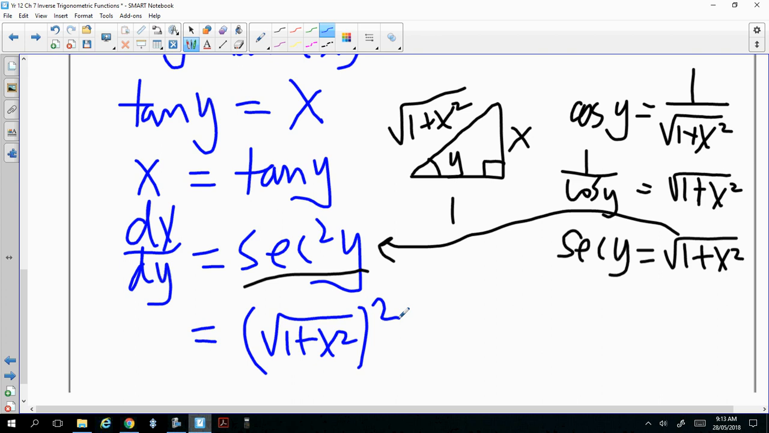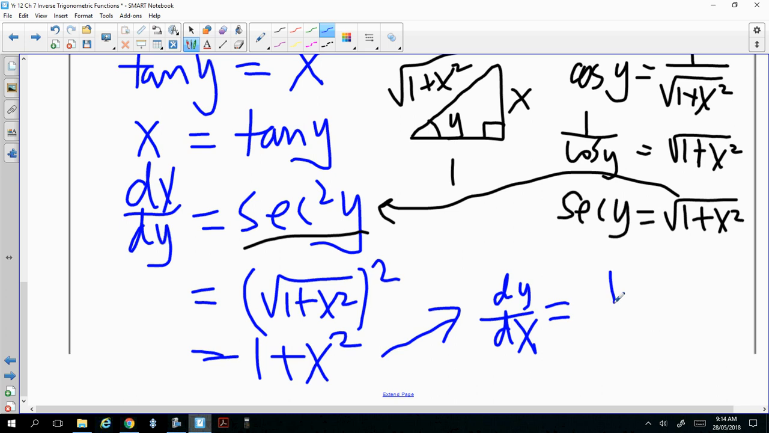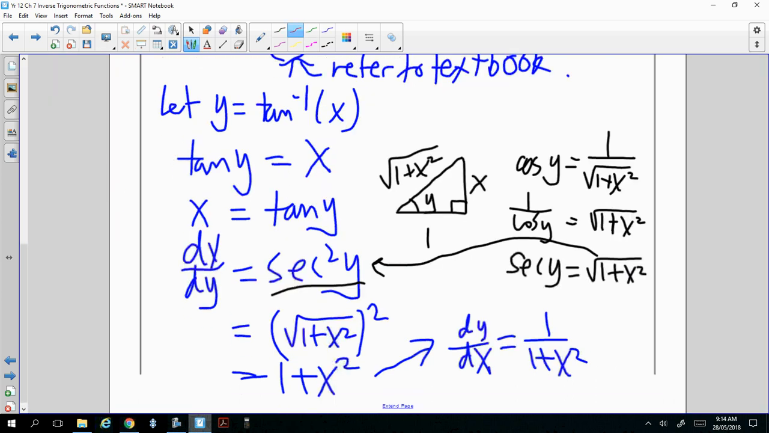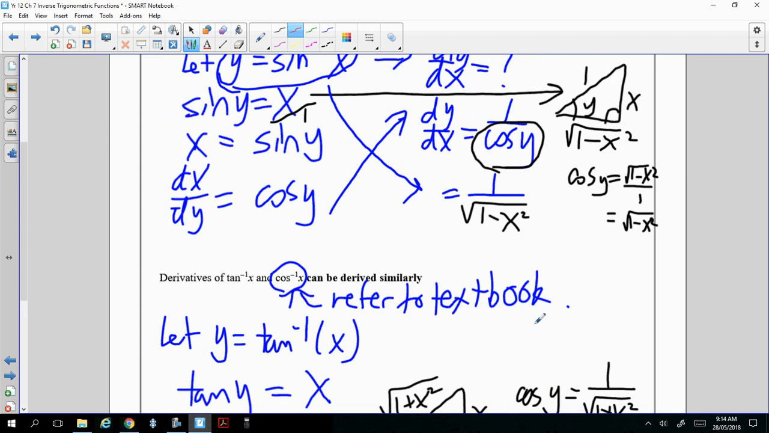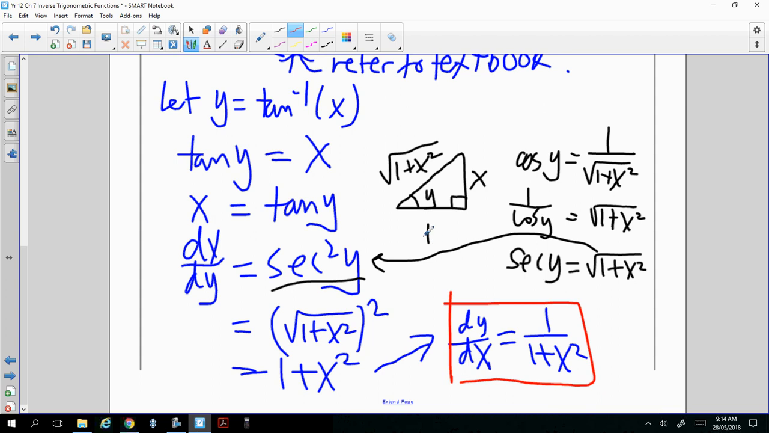And now what you need to do is to reciprocal both sides, dy over dx equal to 1 over 1 plus x squared. Okay, so we've got the derivative of tan inverse and sine inverse. That's the derivative of tan inverse, and the other one is the derivative of sine inverse. Okay, done. And then we're going to do questions on how to differentiate, and then we'll do a graph question after that.